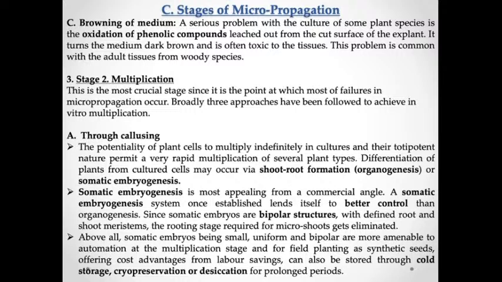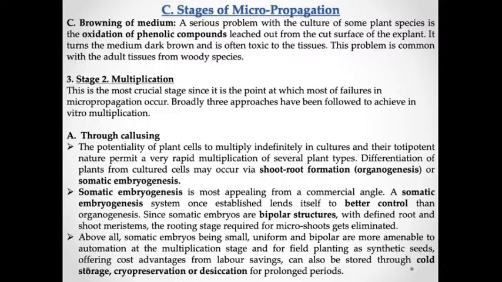Somatic embryogenesis is the most appealing from the commercial point of view, as once established, it will lead to better control than organogenesis. Since somatic embryos are bipolar structures with defined root and shoot meristems, rooting stages required for the microshoots get eliminated. Further, somatic embryos being very small and uniform, bipolar in nature, they could be stored in cold storage or cryopreservation, or the water removed from them by desiccation for prolonged periods. So you can keep them for a long period.